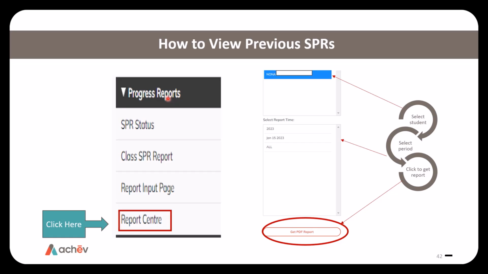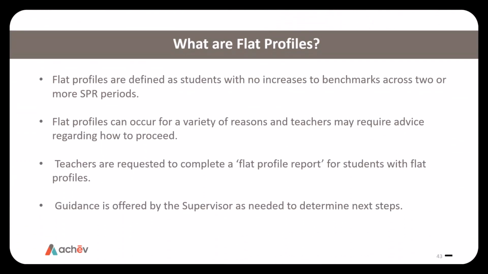How to view previous SPRs. So if you go to Progress Reports and go all the way down to the Report Center and click here, you will have a list of students listed here, and you will click on which student that you want to view an SPR for, the year, and also the period of that time, or you can view all of them. You click Get PDF Report, and it will generate a report of all the previous SPRs, even from another instructor.